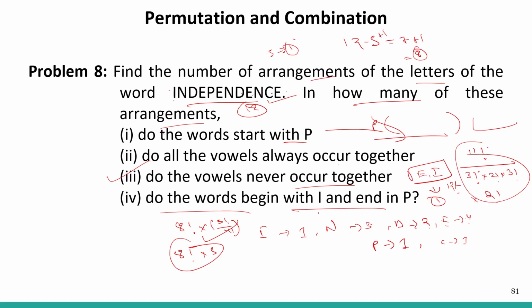So, do the words begin with I and end with P? Okay, so let's try to see. I is here, P is here. So all the remaining parts are what? 10 letters are there. So it will be 10 factorial by 3 factorial, 2 factorial, and 4 factorial. Okay, because these are the repeating ones. Okay, so 4, 2, and 1. Okay, it will be this much.